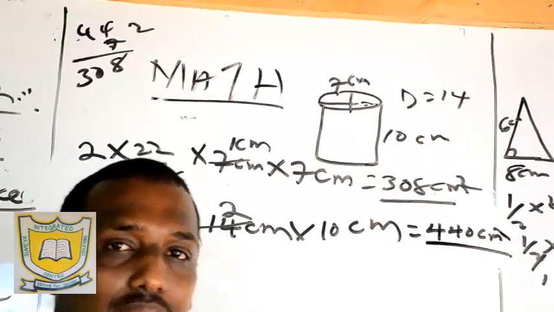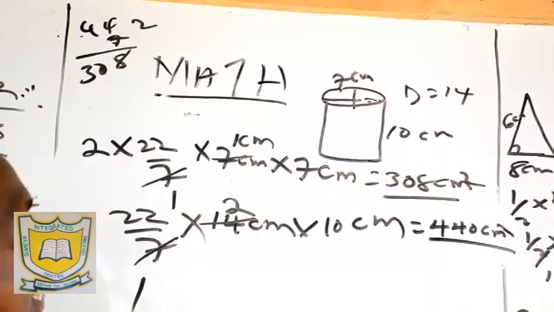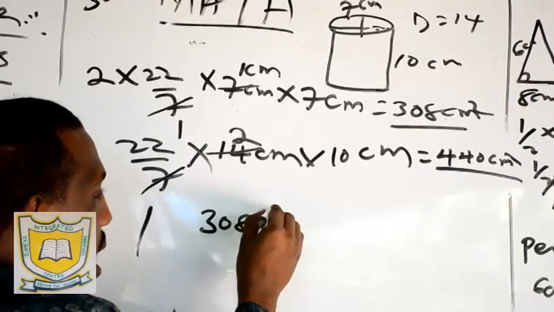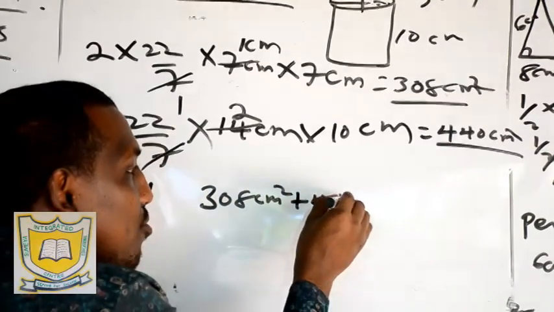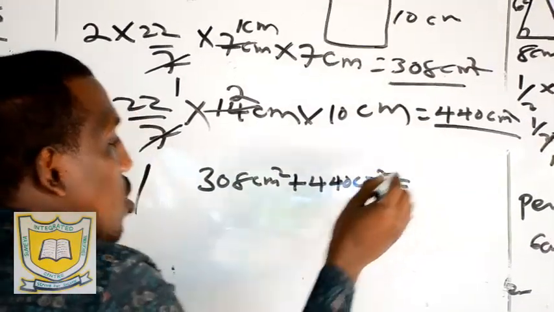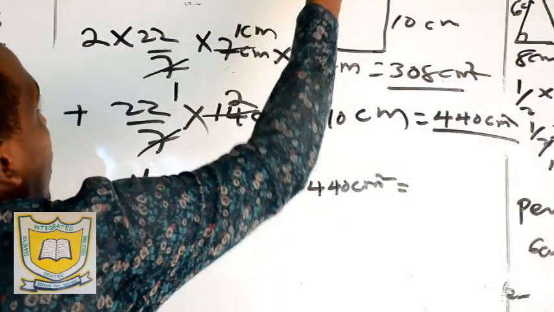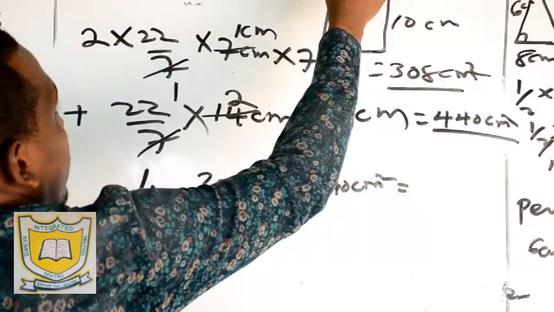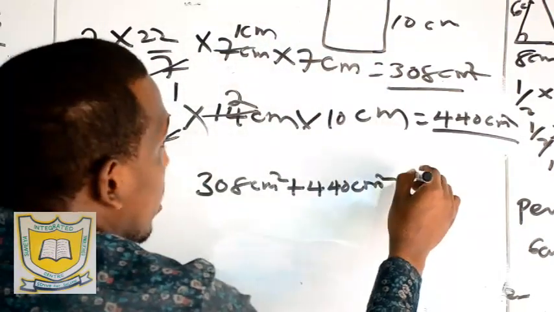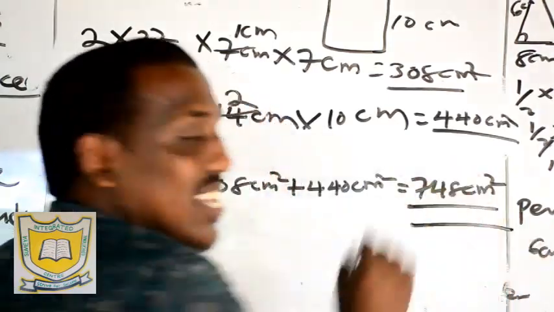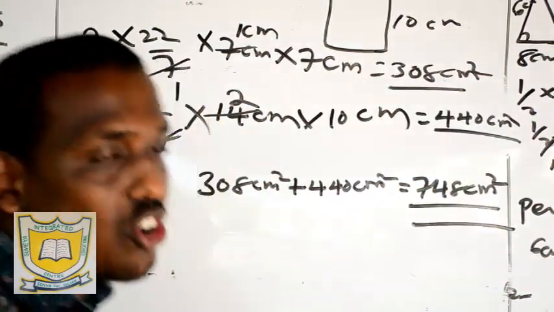What do we do now? We add. So let us add now. 308 centimeter squared plus 440 centimeter squared. What do you get now? You will get 440 plus 308, you will get 748 centimeter squared. That's how we get the surface area of a cylinder.